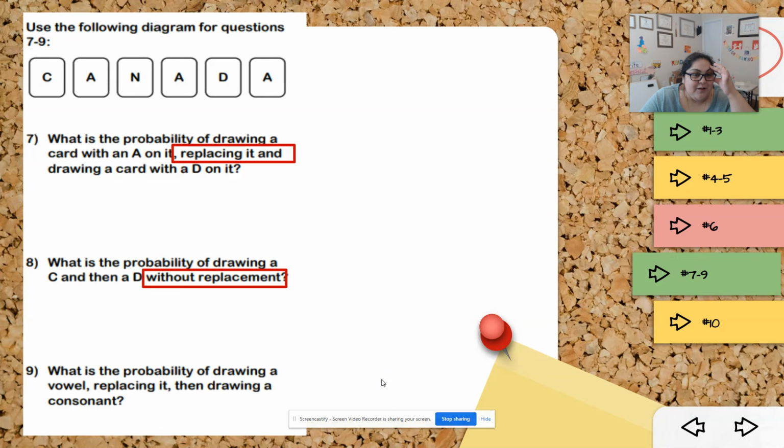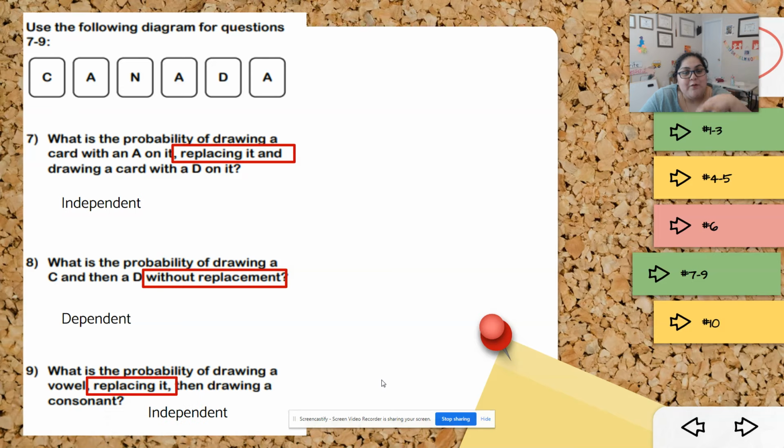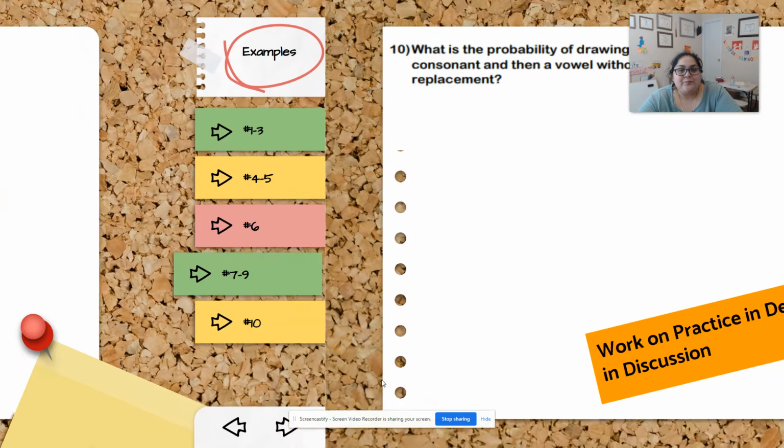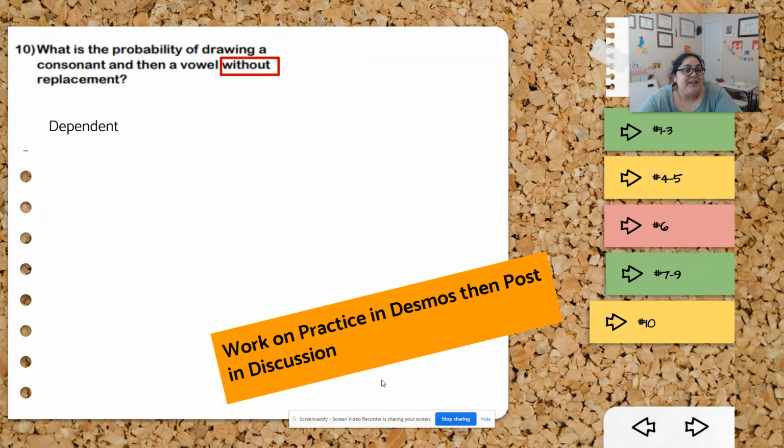So it'd be independent. This one says without, and this one says replacing. So replacing would be independent. This one would be dependent. And the last one would be independent. Okay. Replacing means I'm putting it back, so I'm not changing the total number of outcomes. Dependent, I'm not putting it back. All right, problem number 10. Without replacement. So it's dependent because I'm changing.